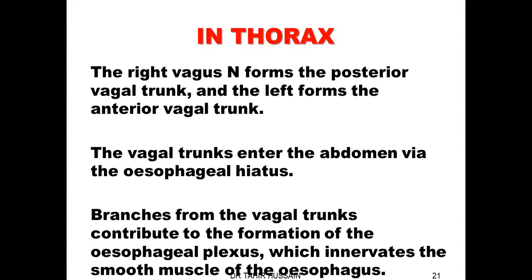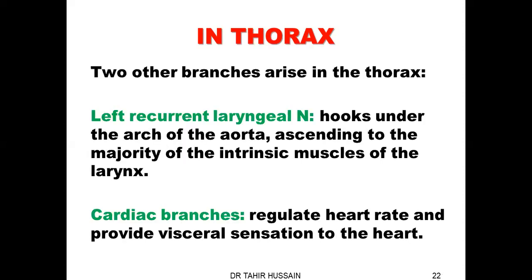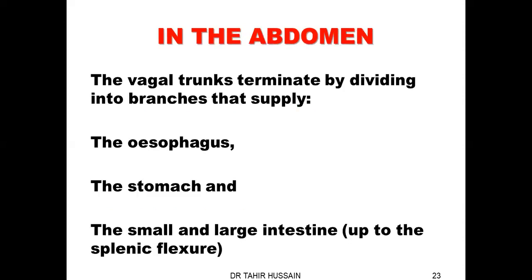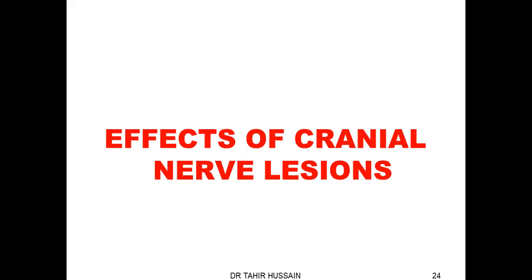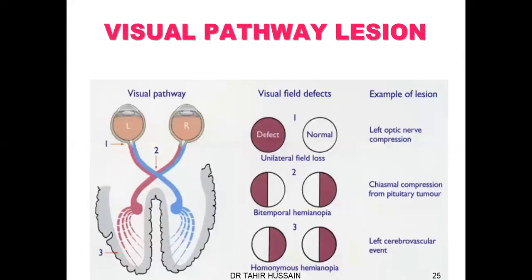Branches from the vagal trunks contribute to the formation of the esophageal plexus that innervates the smooth muscles of the esophagus. The other branches in the thorax are the left recurrent laryngeal nerve and cardiac branches. In the abdomen, the vagal trunks terminate by dividing into branches that supply the esophagus, the stomach, and the small and large intestine up to the left colic flexure.